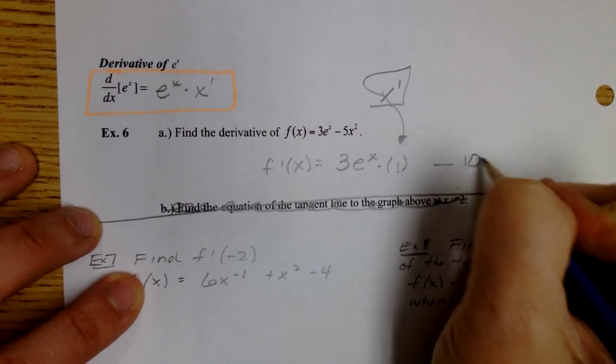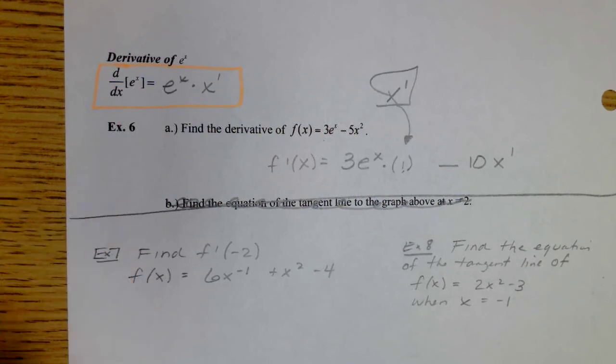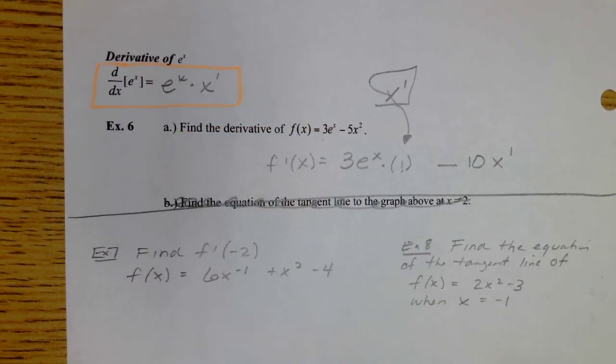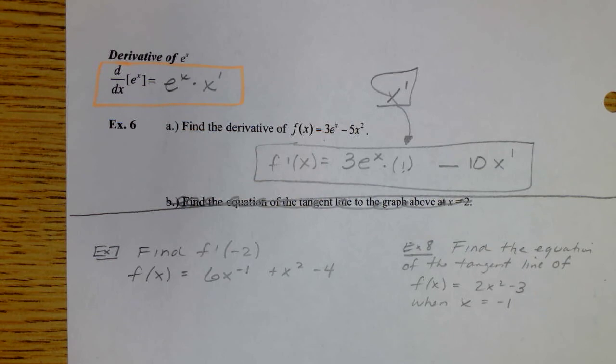Minus 10x to the first. Bring the 2 out, multiply by the 5, reduce the power up top. This is my answer right here. Okay?